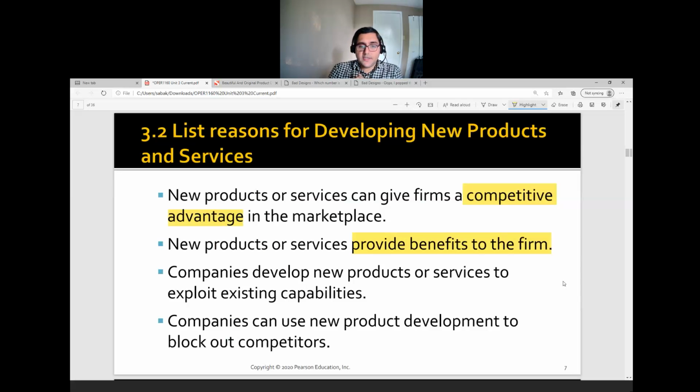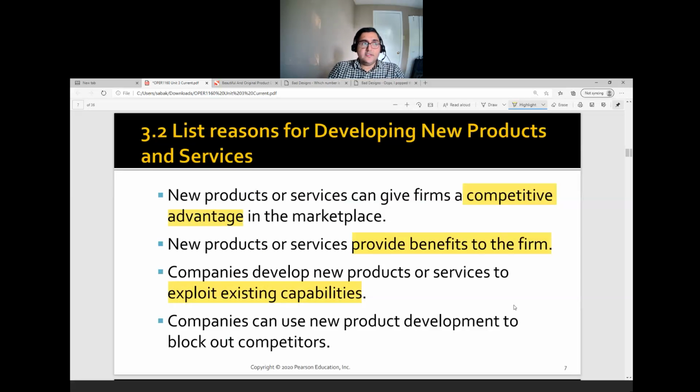What it means is, if there is a new product or service which is being launched, there's a high probability that most of us will be willing to experiment with that new product. So it creates better benefits. For instance, it can make better revenues, it can add value to the firm. This is the second reason. The third reason why companies normally come up with new products and services is to exploit the existing capabilities.